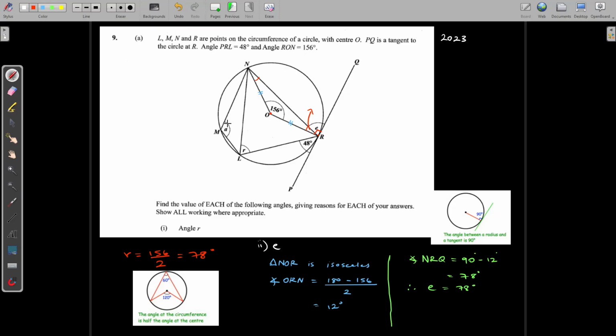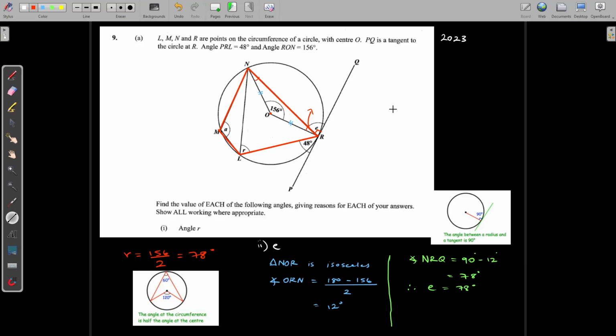Alright, so angle A is over here. But if you look at the bigger picture, we should be able to see that we can form something like this. And what's this? A cyclic quadrilateral. Alright, so we form a cyclic quadrilateral. And what do we know about a cyclic quadrilateral? Opposing angles add up to 180.